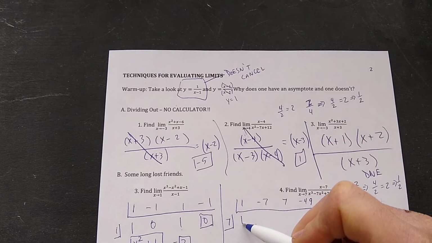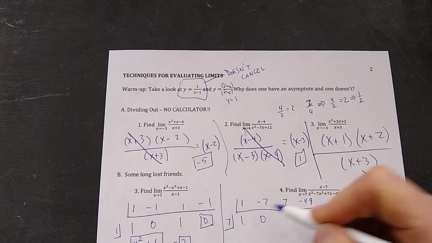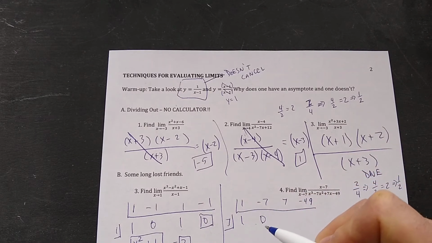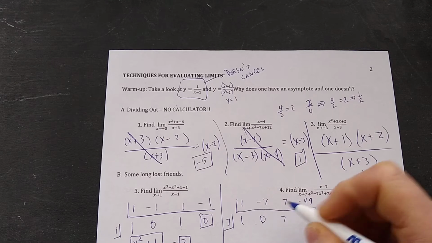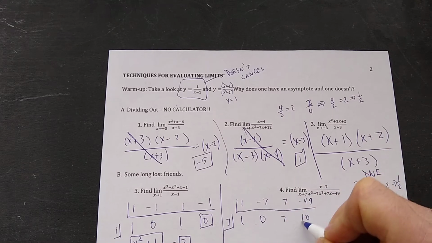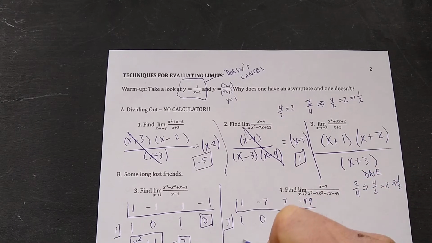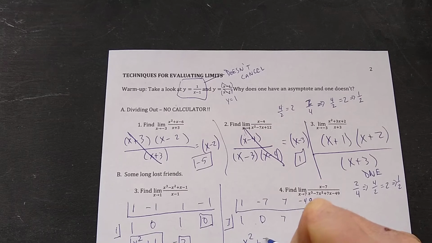7 times 1 is 7. Add this for 0. 0 and 7 make 0. Add 7 for 7. 7 and 7 is 49. Add the next, and you get 0. So my answer here is x squared plus 7.